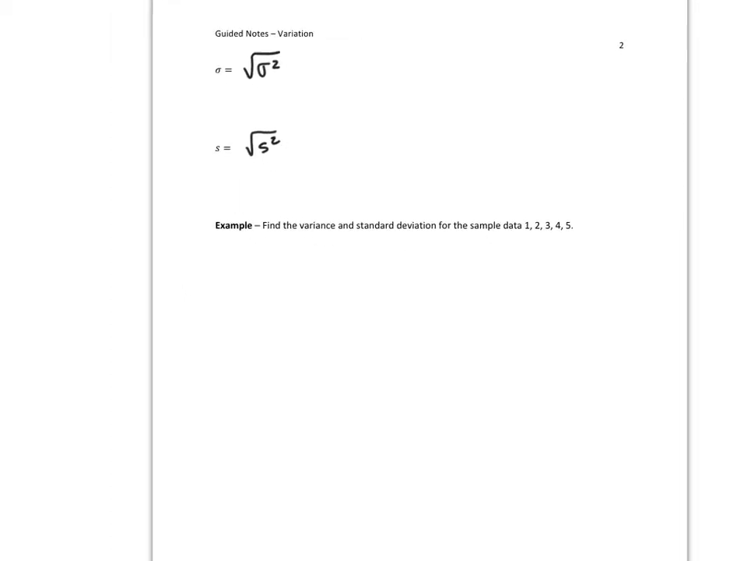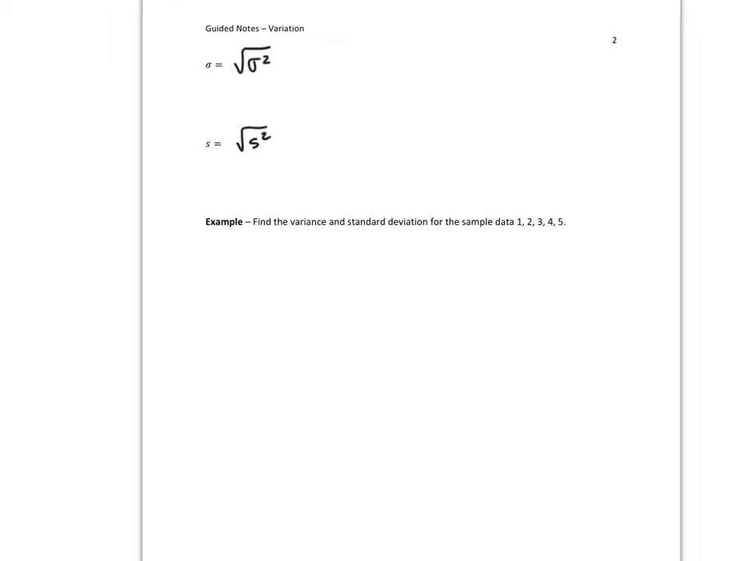Now next, let's talk about standard deviation. Standard deviation for population, you just take the square root of the variance, and the same thing for sample. Just take the square root of the variance. So if I want to find the variance and standard deviation, you have to know if our data is sample or population.